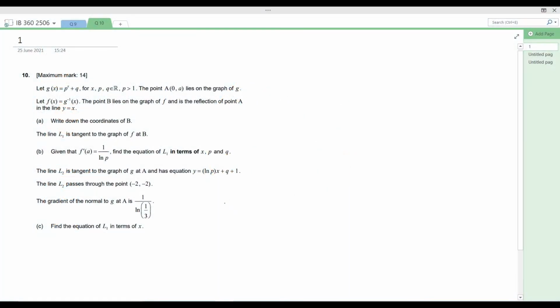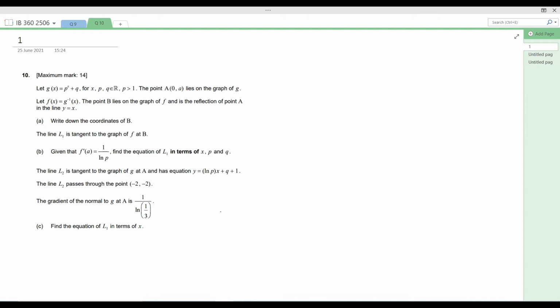So the problem is: let g(x) = p^x + q, for x, p, q belonging to the real set and p greater than 1. The point A(0, a) lies on the graph of g. Let f(x) = g inverse of x. The point B lies on the graph of f and is the reflection of point A in the line y = x. So as it is a reflection, write down the coordinates simply.